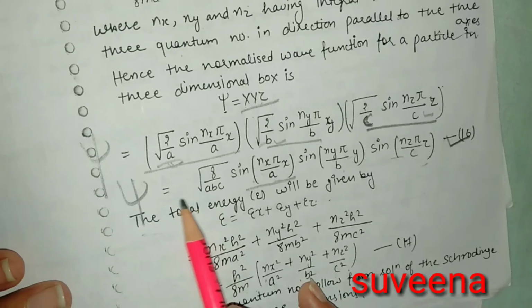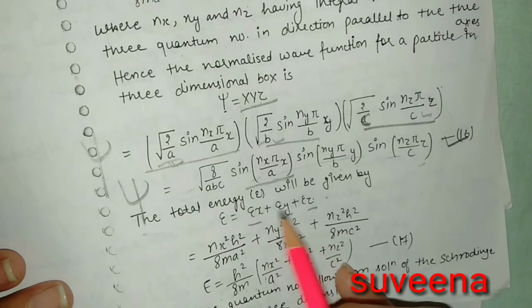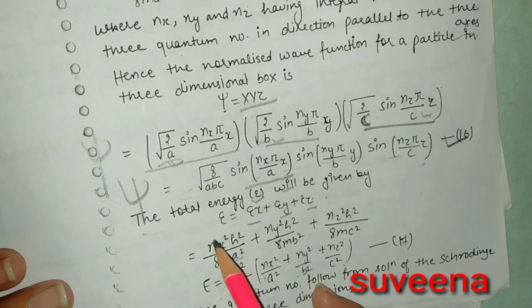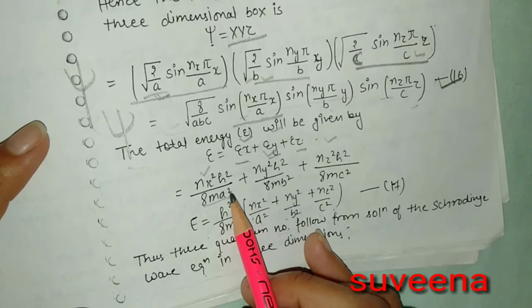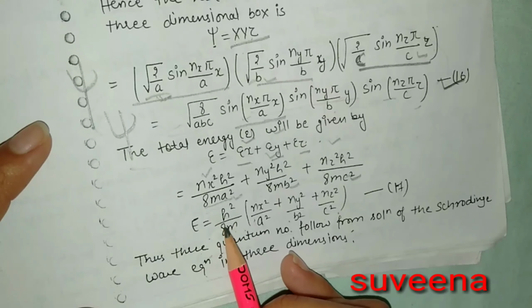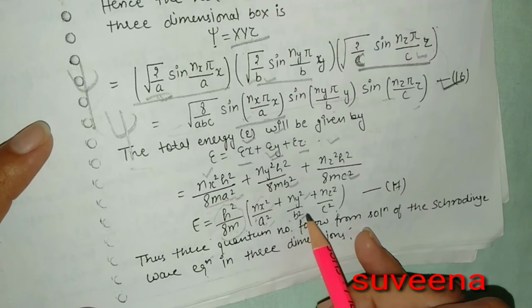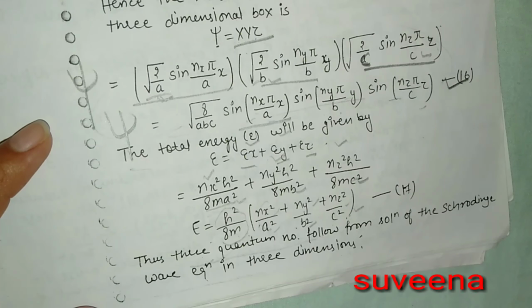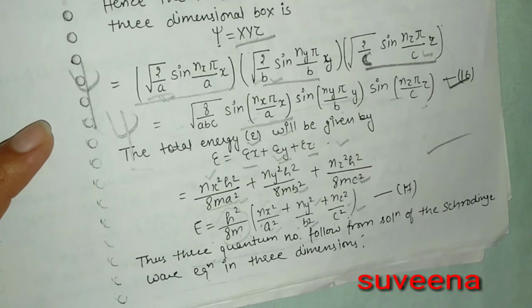Understand? So the total energy carried by the particle will be equal to the sum of Ex, Ey and Ez. Energy is also the same, n square h square upon 8ma square, but the difference is the first is for nx, the second is for ny, and the third is for nz, with box lengths a, b and c. So h square upon 8m is common, and nx square upon a square, ny square upon b square, and nz square upon c square. So these are the three quantum numbers that follow from the solution of the Schrodinger wave equation in the three-dimensional box. So this is all about the three-dimensional box.